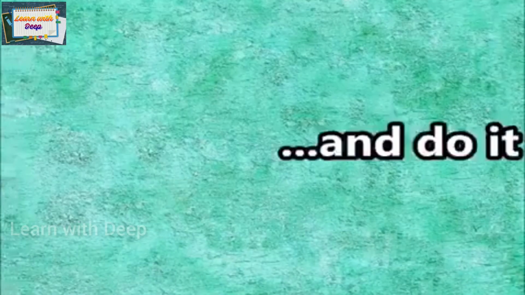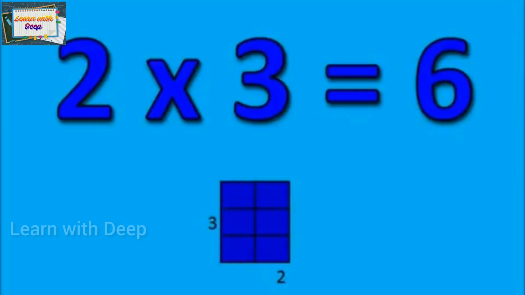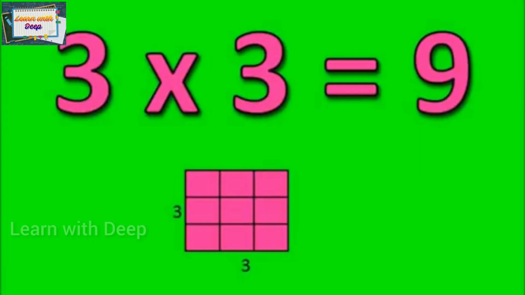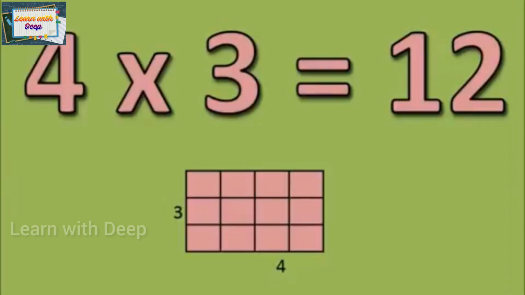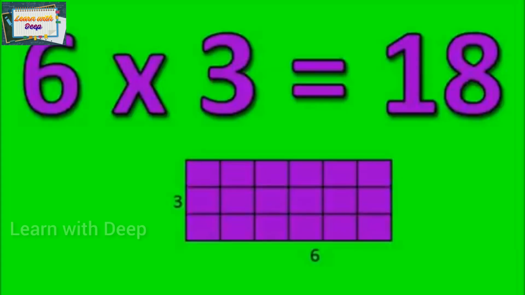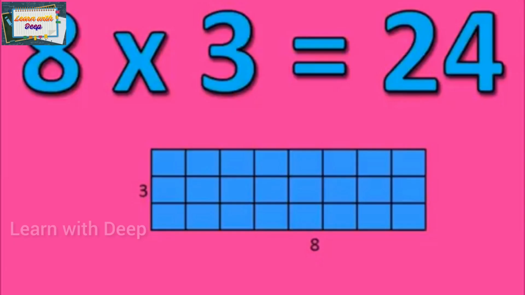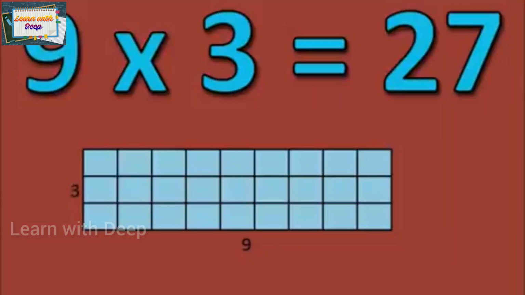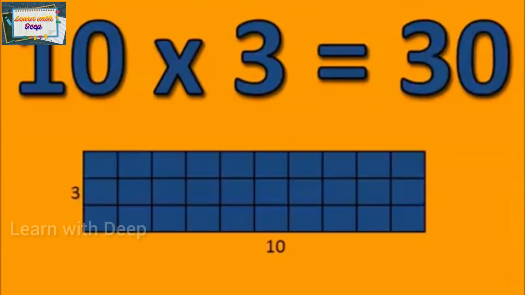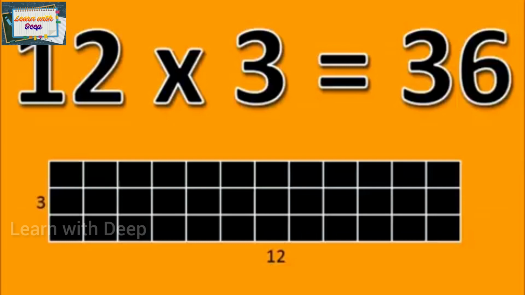Alright guys, we did it. We got it one more time. We're going to turn the numbers around and do it again. 1 times 3 is 3. 2 times 3 is 6. 3 times 3 is 9. 4 times 3 is 12. 5 times 3 is 15. 6 times 3 is 18. 7 times 3 is 21. 8 times 3 is 24. 9 times 3 is 27. 10 times 3 is 30. 11 times 3 is 33. 12 times 3 is 36.